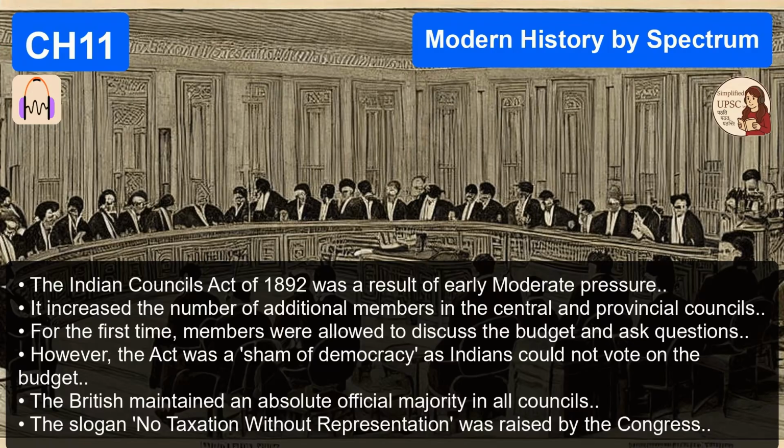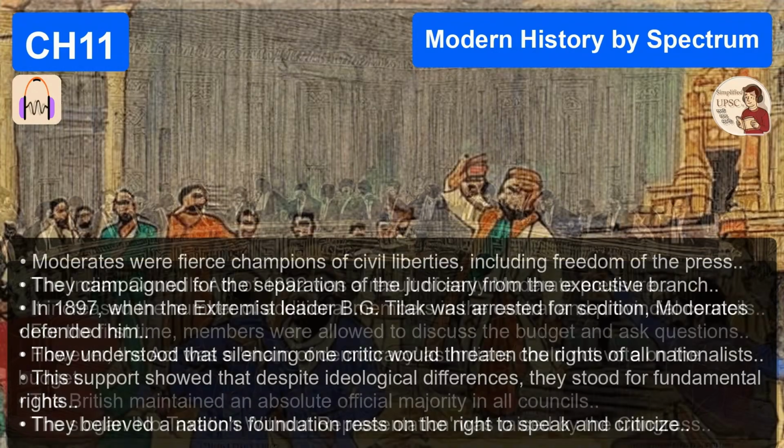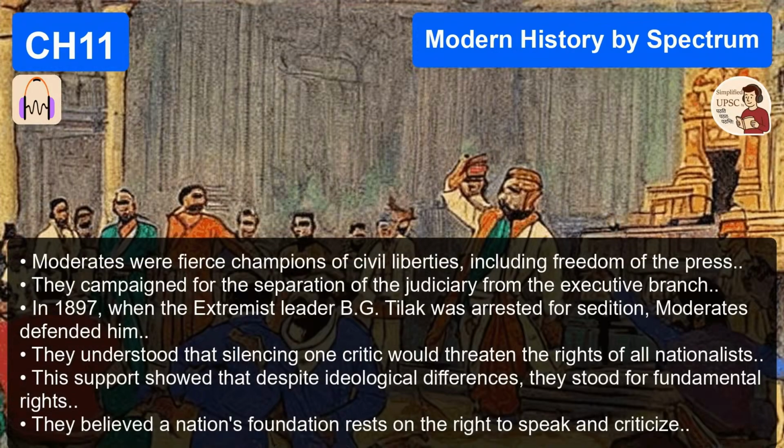It is time for the PYQ linkage. Let's test that retention. This is where we see if the concepts have stuck. I'm going to throw a concept out based on past papers, and we will discuss how it typically appears in UPSC questions. First up, pre-Congress associations.